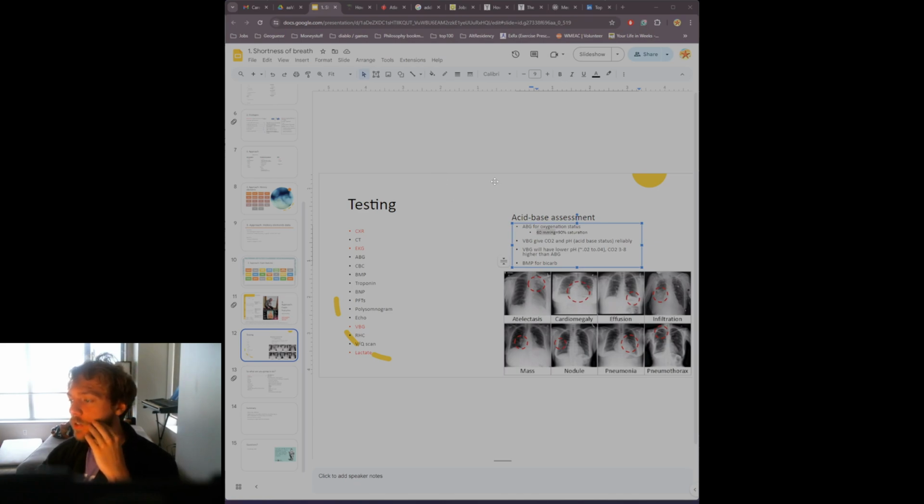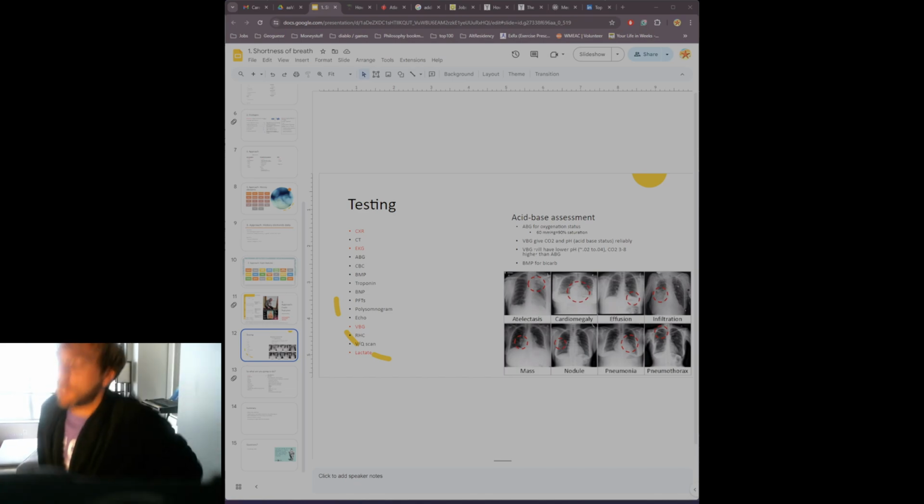VBGs give CO2 and pH reliably, not O2, right? Because it's venous and the oxygen's gone. So never report your oxygen. You'll probably do this a few times in your intern year, but never report your oxygen on a VBG.